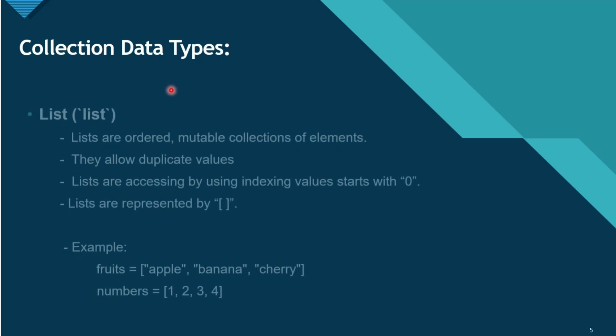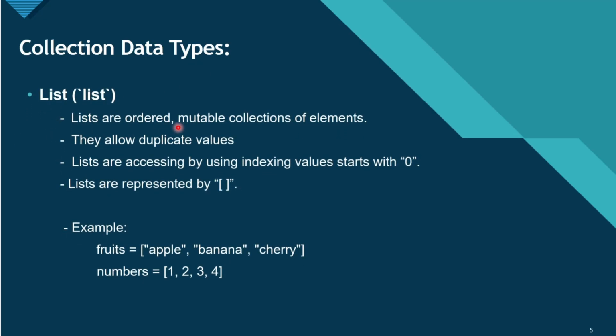Collection data types. Lists. Lists are ordered, mutable collections of elements. They allow duplicate values. List items are accessed by using indexing, with values starting from 0. Lists are represented by square brackets. In this example, fruits is a list variable. Apple, banana, cherry are the list items. The list items are accessed by using indexing.